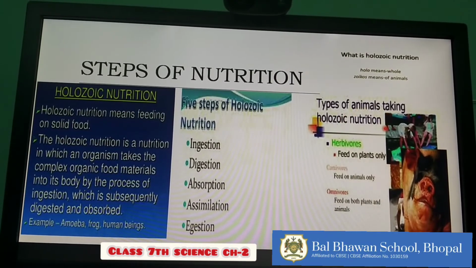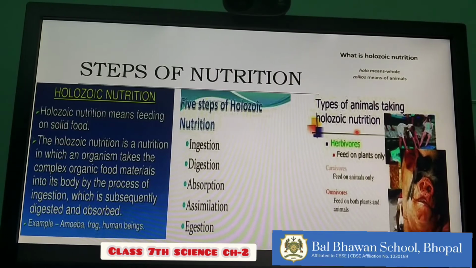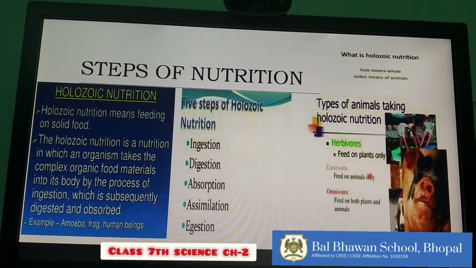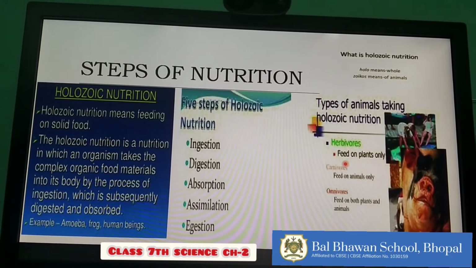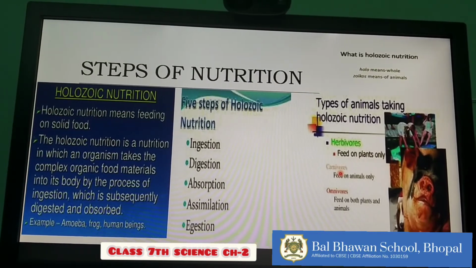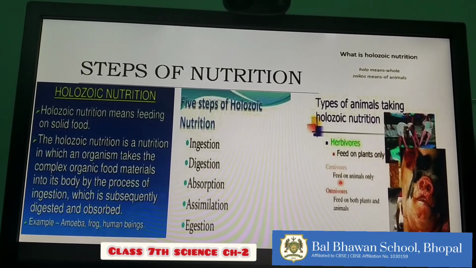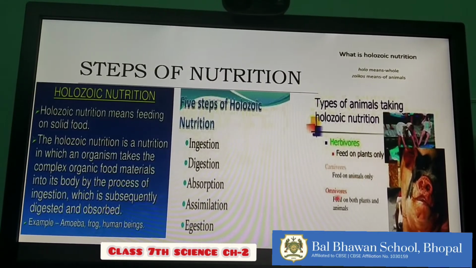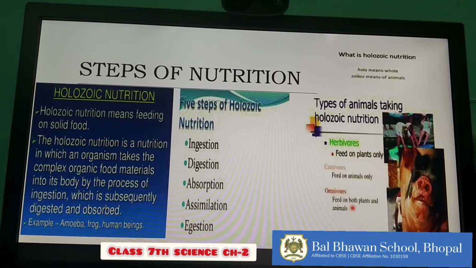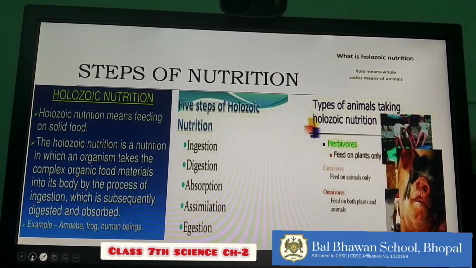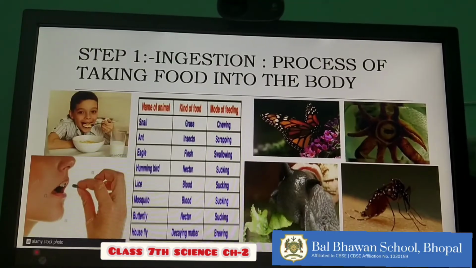Now, types of animals taking Holozoic nutrition. There are three groups of animals: herbivores, that feed on plants only. We have examples like cow, buffalo, giraffe, camel, etc. Carnivores, which feed on animals only: lion, tiger, etc. Omnivores, which feed on both plants and animals: human being, crow, bear, etc.